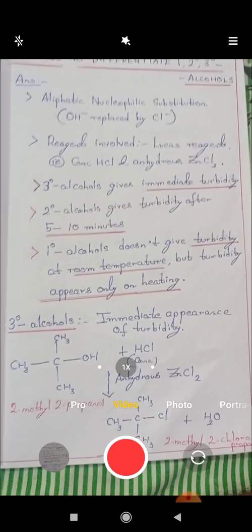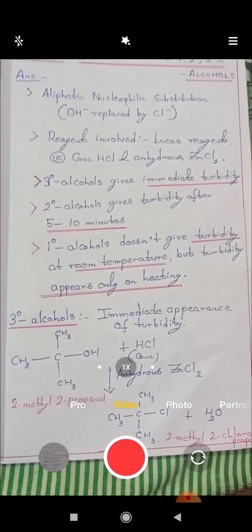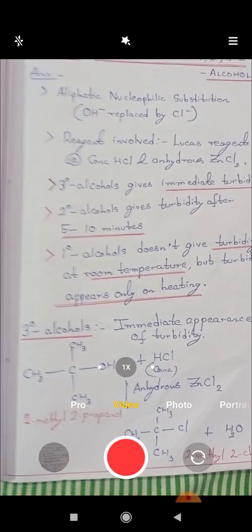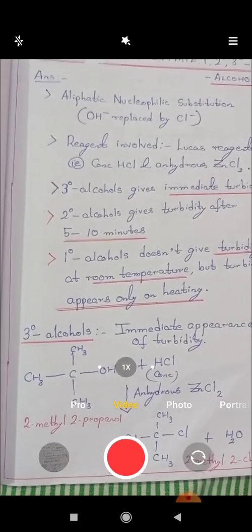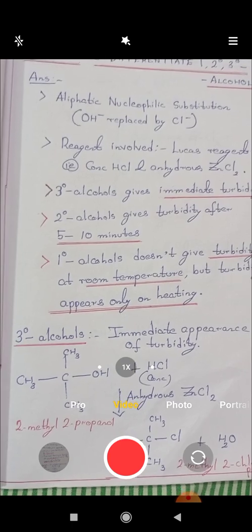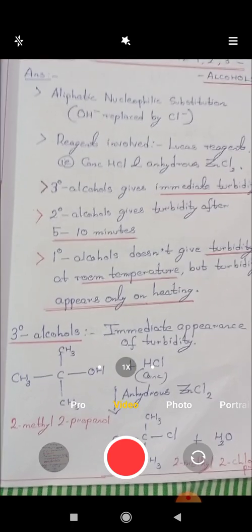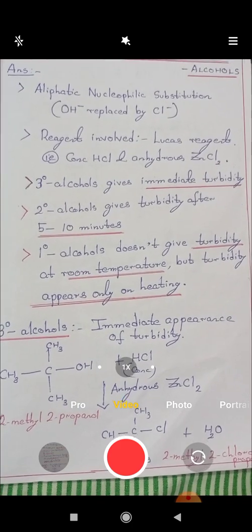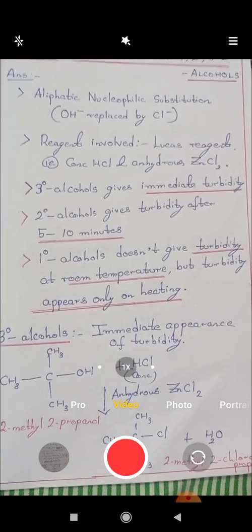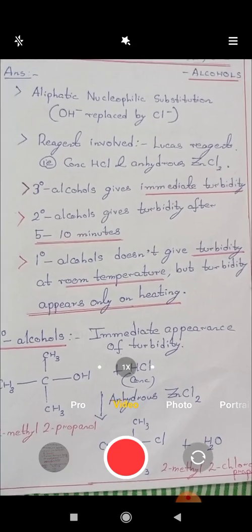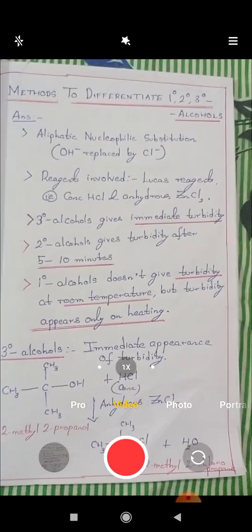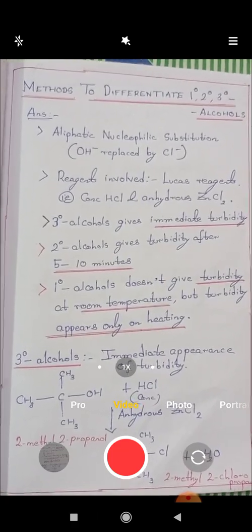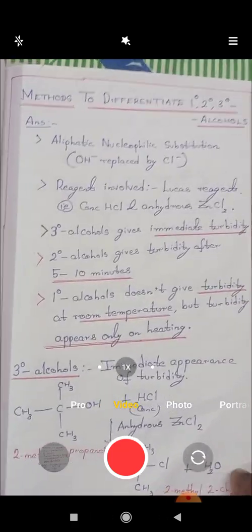Now moving to the scheme of the reaction. Tertiary alcohols give immediate turbidity. Here the tertiary alcohol taken is 2-methyl-2-propanol. 2-methyl-2-propanol on treatment with concentrated hydrochloric acid in the presence of anhydrous zinc chloride gives a compound by the name 2-methyl-2-chloropropane with the byproduct water. The important observation is that turbidity appears immediately in the case of tertiary alcohols, 3-degree.